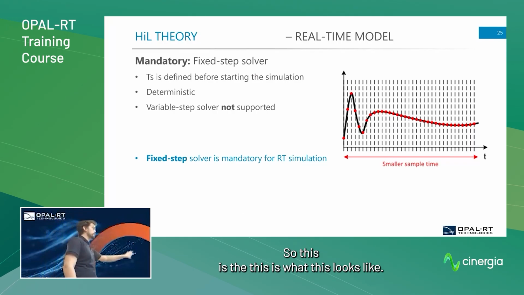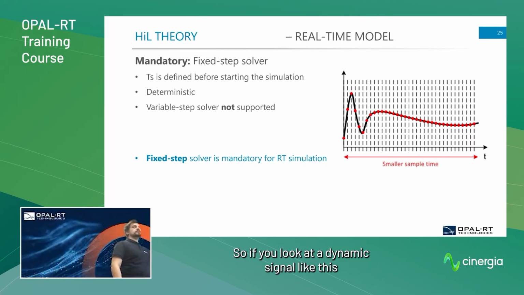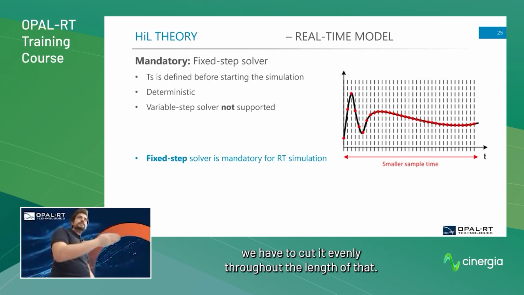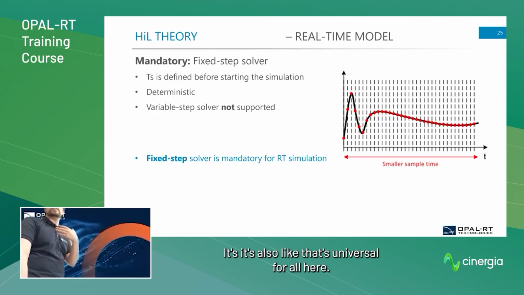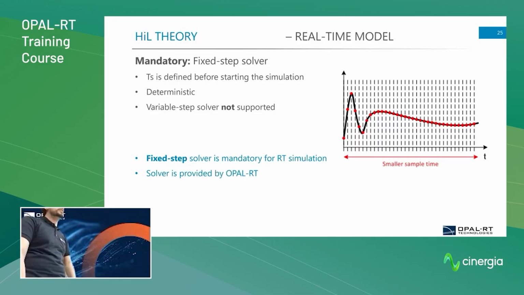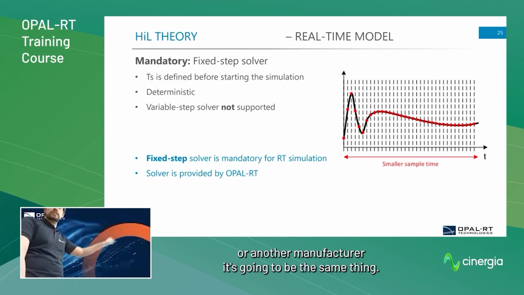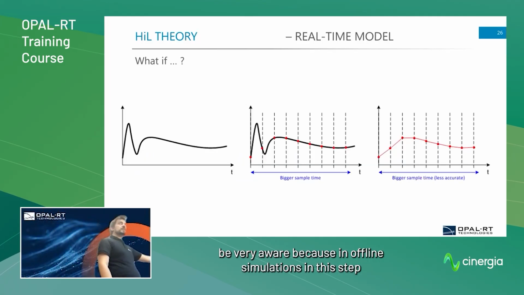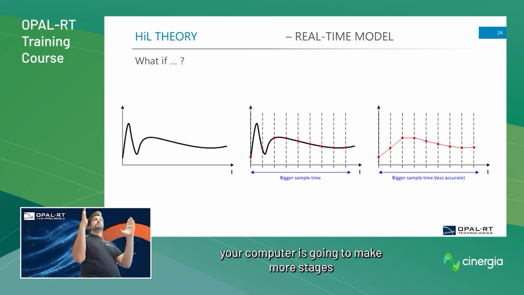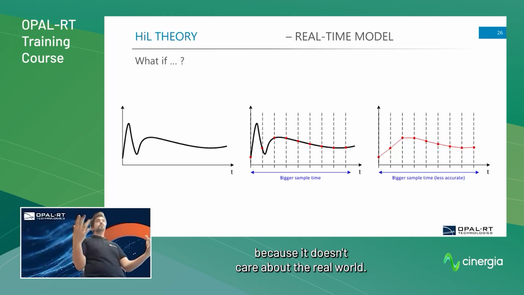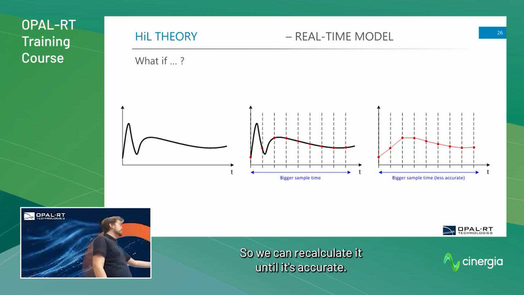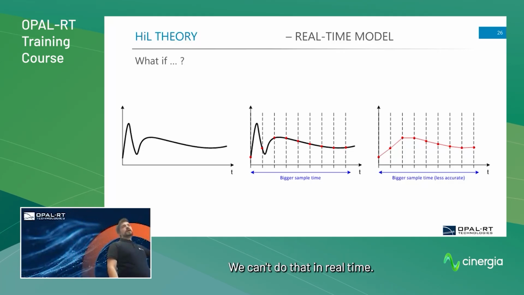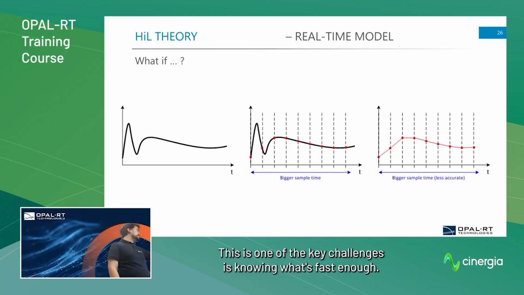So this is what this looks like. If you look at a dynamic signal like this, we have to cut it evenly throughout the length of that. That's universal for all HiL. So if you ever see Typhoon or another manufacturer, it's going to be the same thing. But like we said, be very aware because in offline simulations, in this step, your computer is going to make more stages because it doesn't care about the real world. So it can recalculate it until it's accurate. We can't do that in real time. So you need to be aware, and this is one of the key challenges, of knowing what's fast enough.